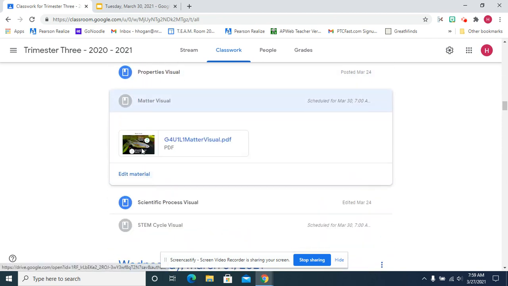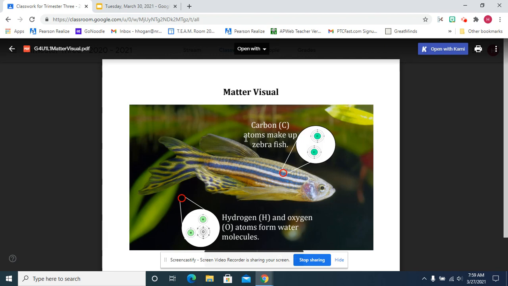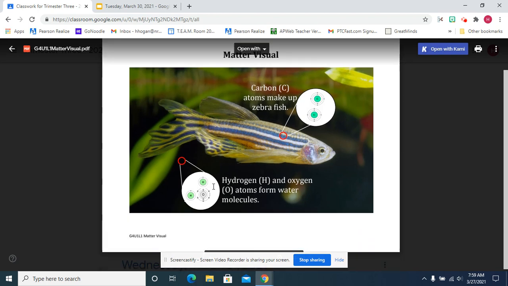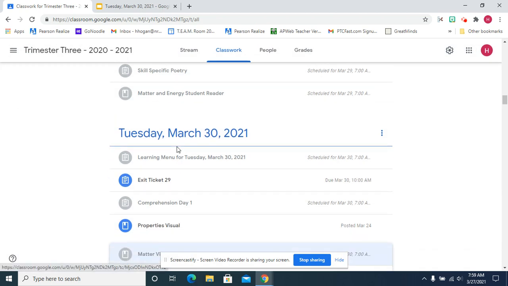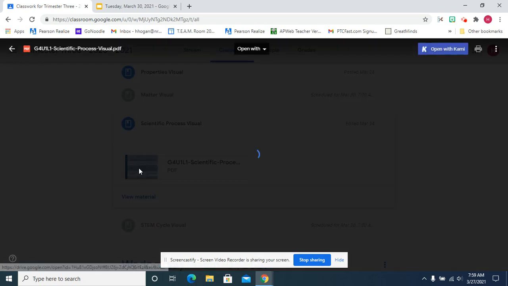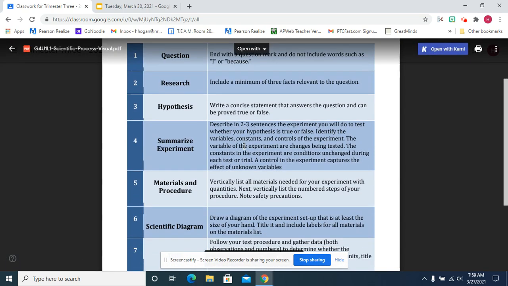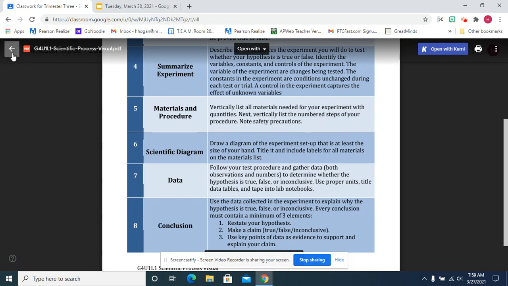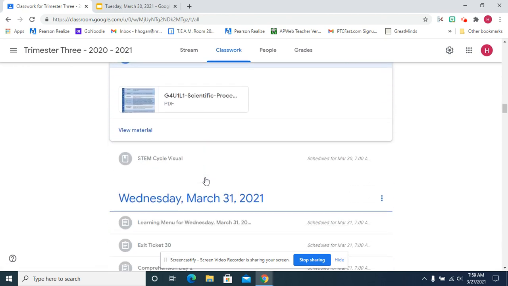Matter visual. Everything is made out of matter. So we were talking about the zebrafish. You'll know what that is when we read in the reader. And then the scientific process that we're going to be following when we do our experiment.